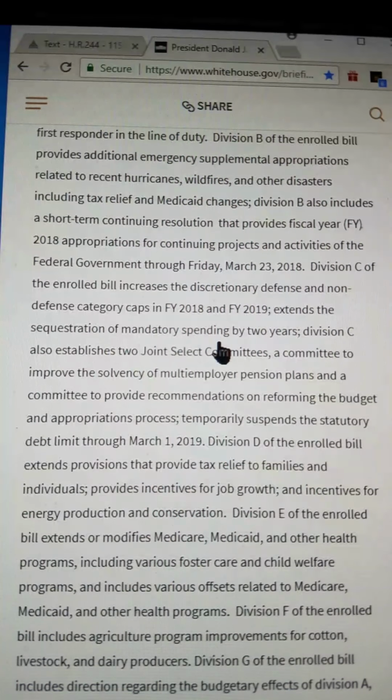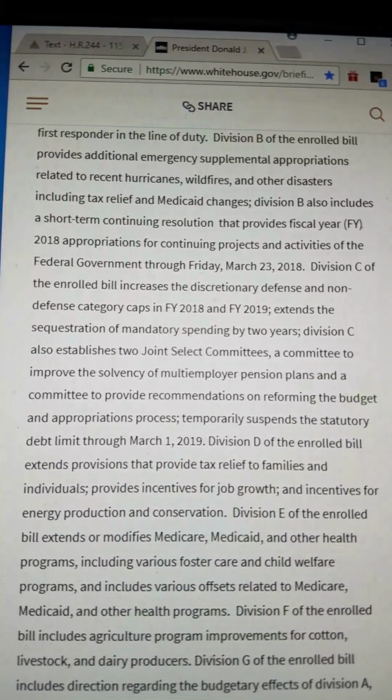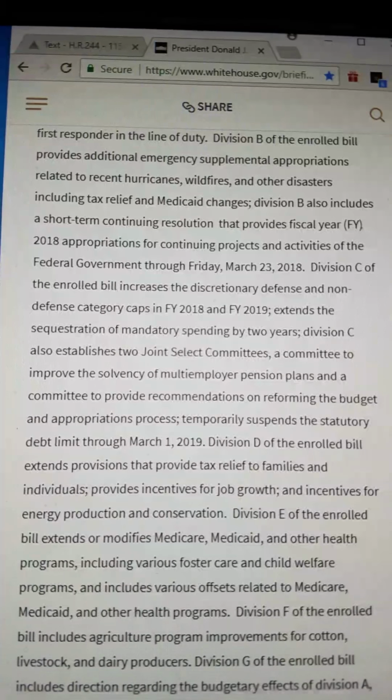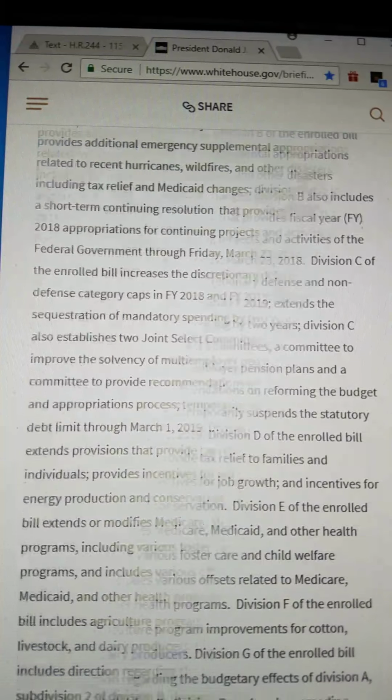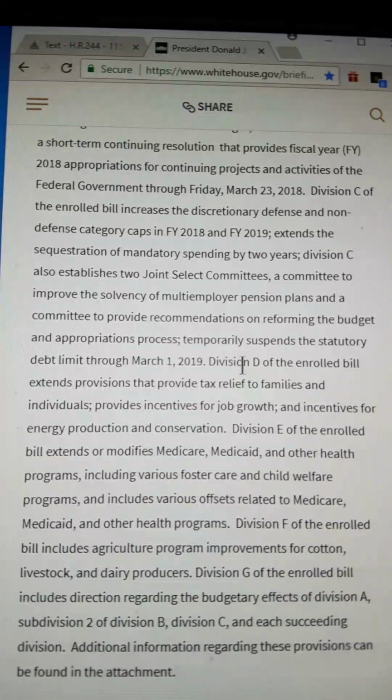Division C also establishes two joint select committees, a committee to improve the solvency of multi-employer pension plans, and a committee to provide recommendations on reforming the budget and appropriations process. Temporarily suspends the statutory debt limit through March 1st, 2019. Division D of the enrolled bill extends provisions that provide tax relief to families and individuals, provides incentives for job growth, and incentives for energy production and conservation.